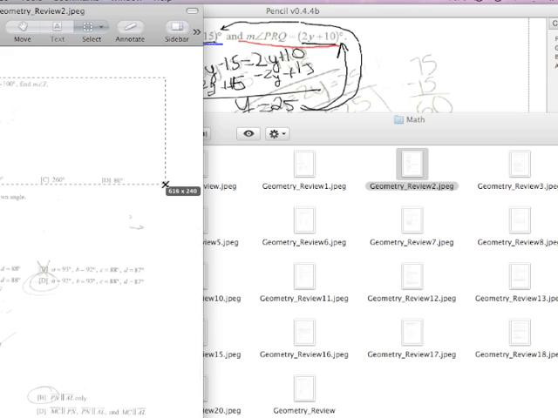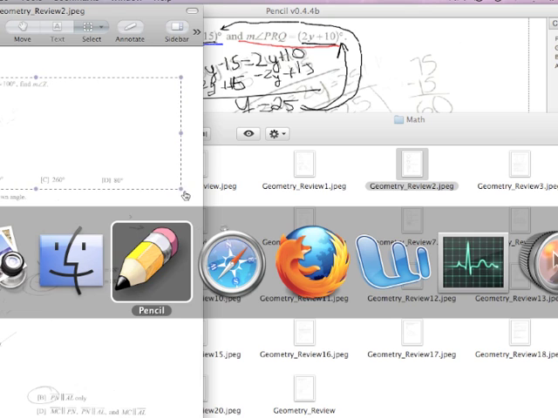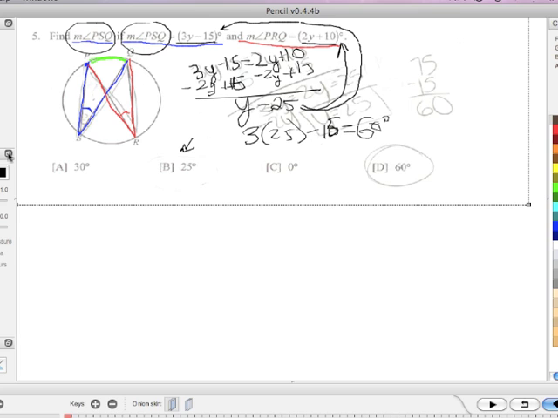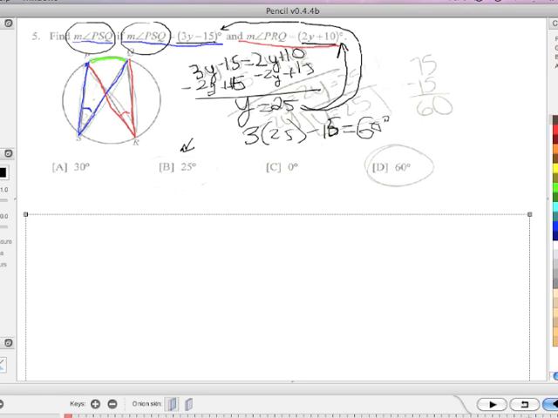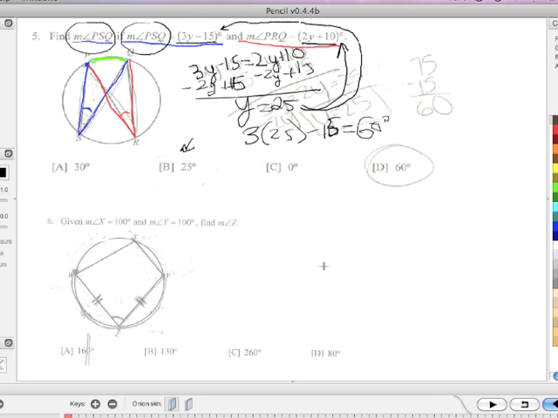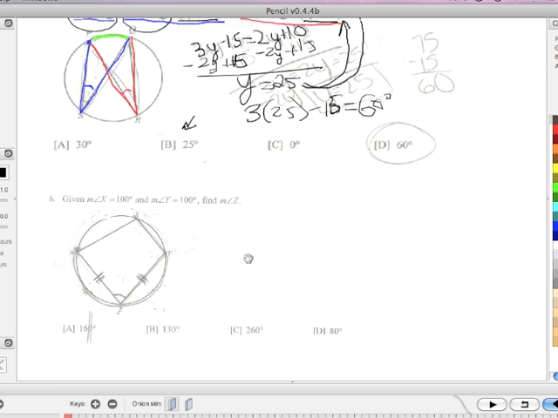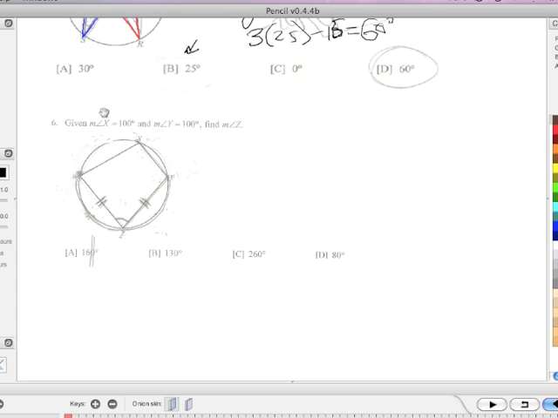Let's grab this one. Not too bad. So the measure of angle x is 100, and the measure of angle y is 100. Find the measure of angle z. These are also inscribed angles. And we also have that these two sides are congruent. WZ and ZY are congruent.